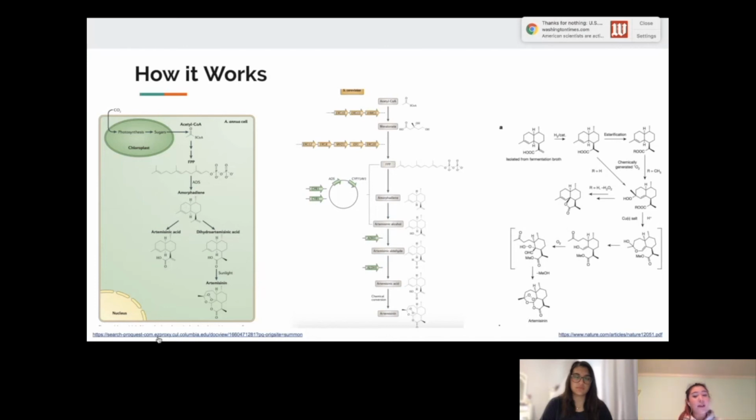Sanofi got into the game a little bit later, and while it uses pretty much the same pathway, its main difference is that during the chemical conversion of artemisinic acid, which is produced by the microbial cell factory, to artemisinin, it harnesses the use of photosynthetic energy for this process.